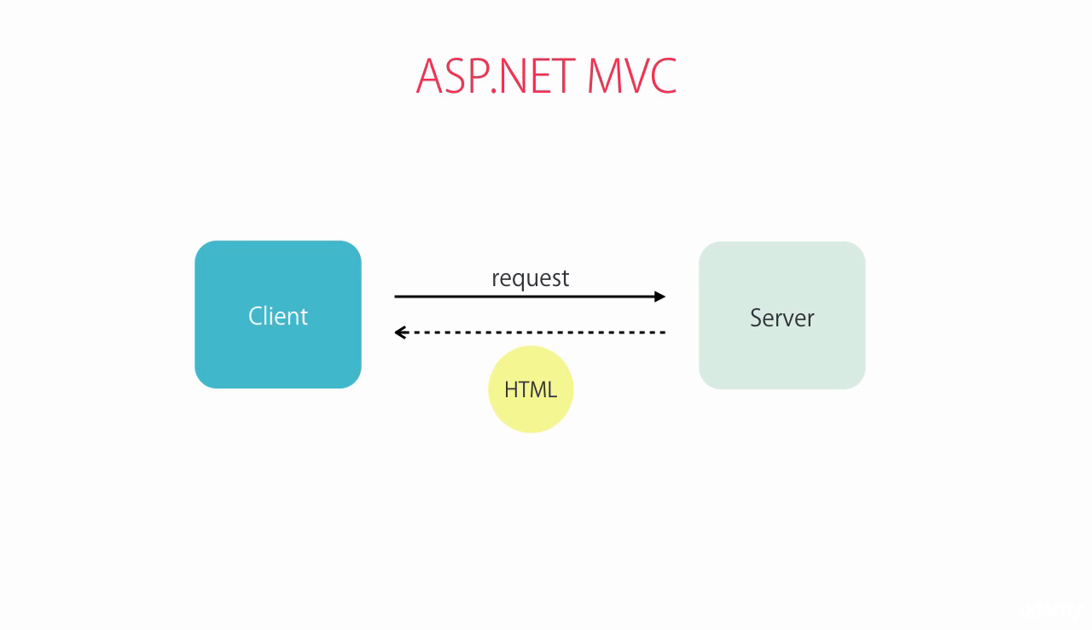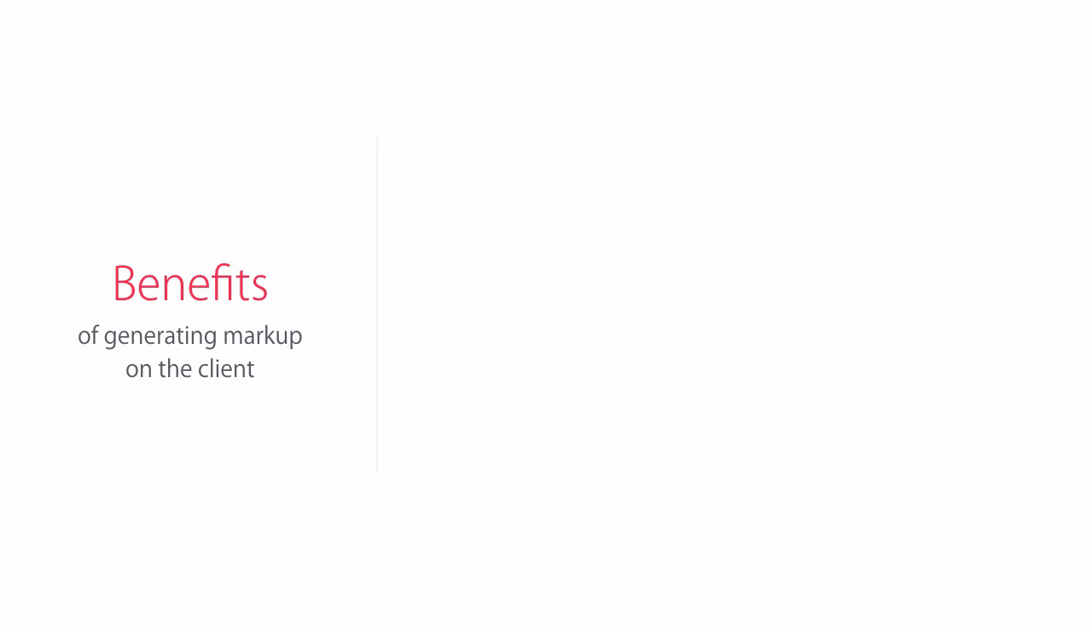There is an alternative way to generate HTML markup. We can generate it on the client. So instead of our actions returning markup, they can return raw data. Now you might ask, what is the benefit of this approach? Well, there are a number of benefits.